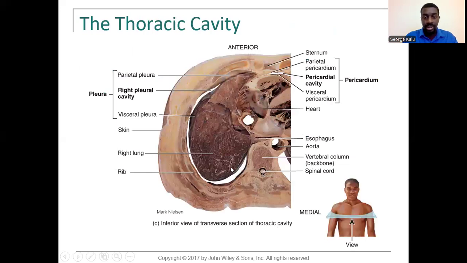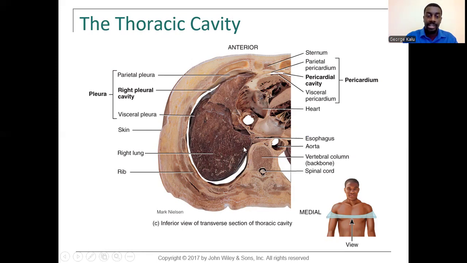So here's an example. Here we're looking at the parietal pleura, and that's going to line the chest wall. These little ovals here, those are cuts through the ribs. And just on the underside of that, we're going to have the parietal pleura lining the chest wall, right here.